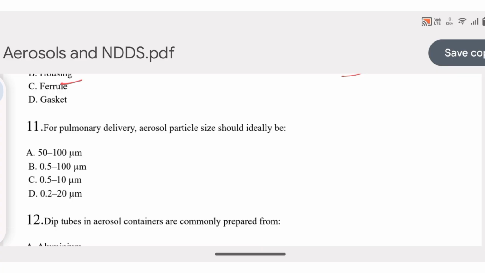11th question: for pulmonary delivery, aerosol particle size should ideally be. Remember, this question tricks you because the drug has to reach the lower respiratory tract and the lung. So the particle size should be minimum, like nanoparticle type. So which is the correct answer? Yes, the correct answer will be option C, 0.5 to 10 micrometer.